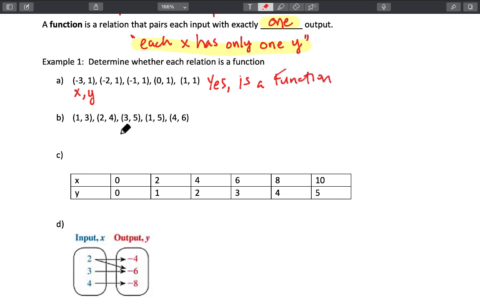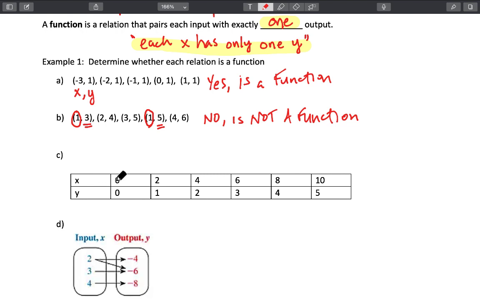Now, if you contrast that with the next one, in 1b, you see that we have the ordered pairs 1, 3, 2, 4, 3, 5, 1, 5, and 4, 6. This 1 is repeated in the x's. In other words, there is an x value that has two different y values. In other words, one input has two different outputs. So in this case, we're going to say no, these sets of ordered pairs are not a function. One way to remind yourself is that there should be no repeated x values.